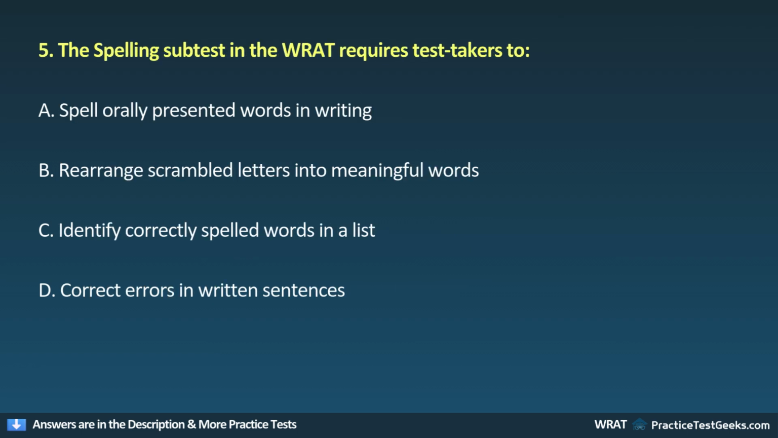5. The spelling subtest in the WRAT requires test takers to: A. Spell orally presented words in writing. B. Rearrange scrambled letters into meaningful words. C. Identify correctly spelled words in a list. D. Correct errors in written sentences.